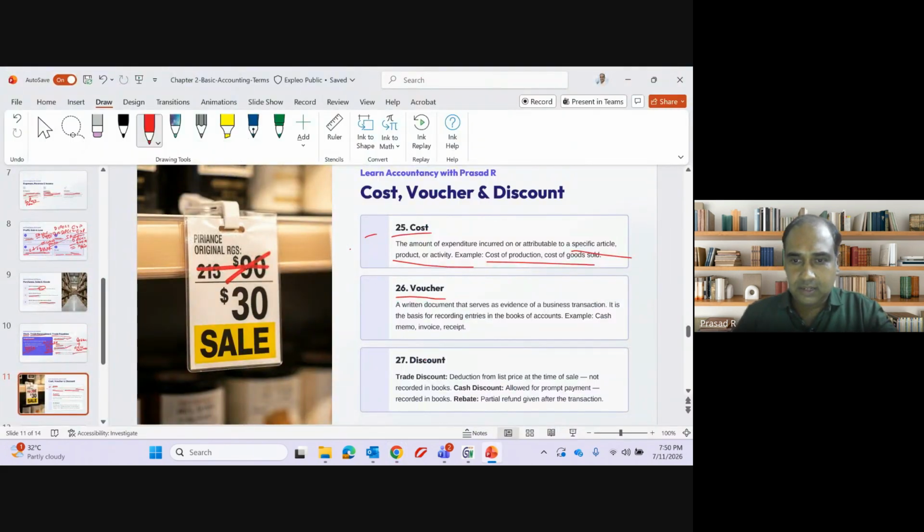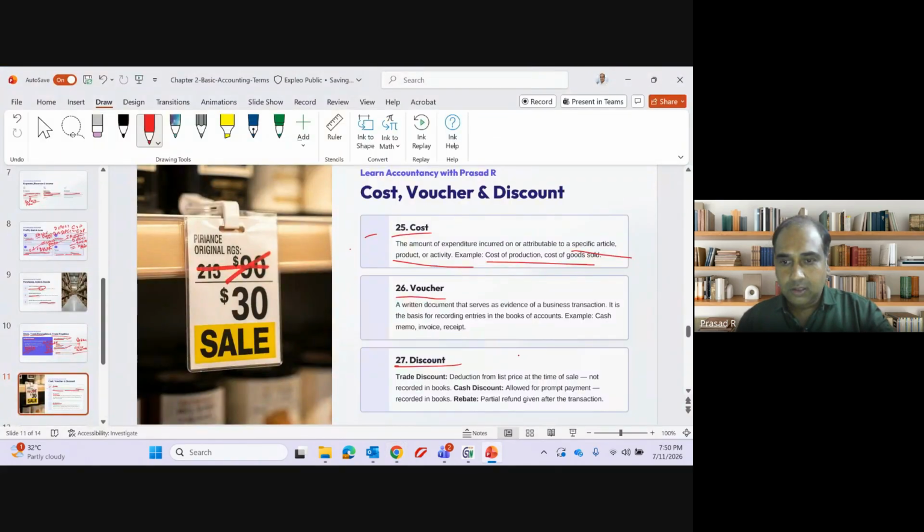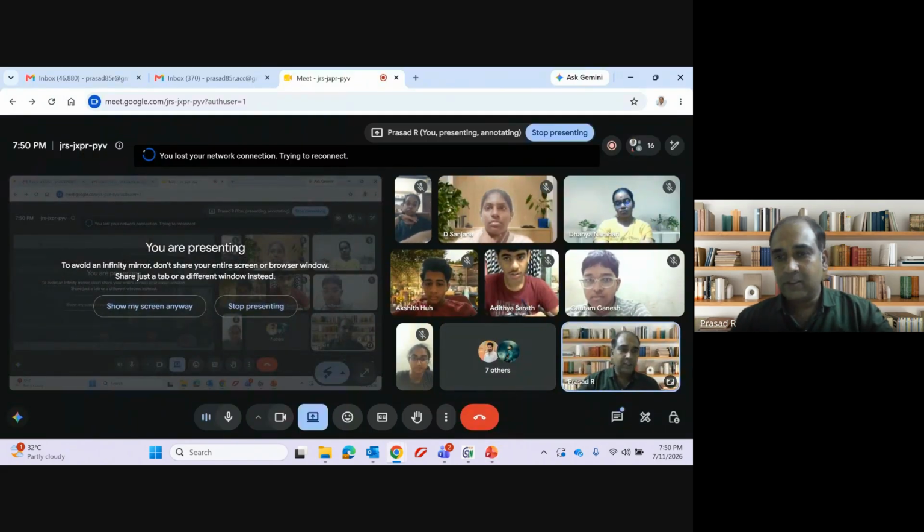Next topic is discount. Discount is of two types. One is trade discount, and another is cash discount. Excuse me for my handwriting, it will always be bad. Please bear with my handwriting.